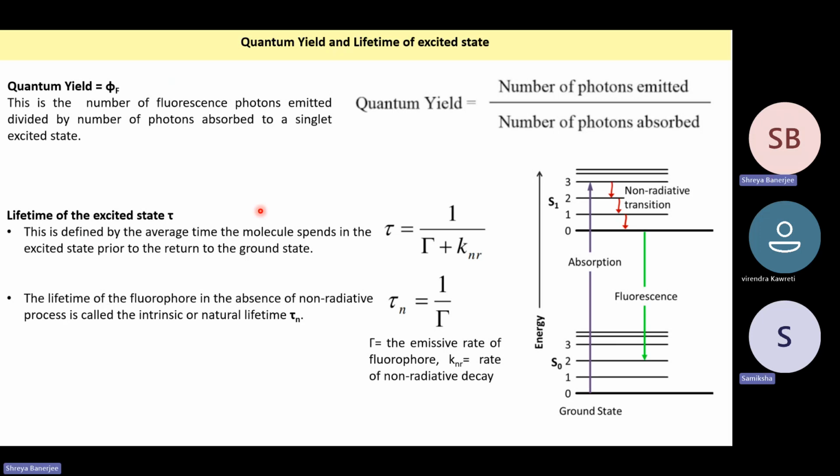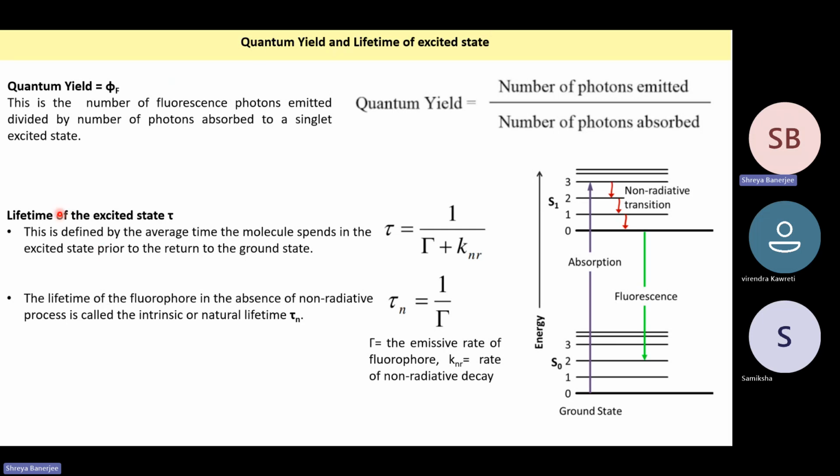Ma'am, in case of quantum yield, the number of photons emitted will always be less than the number of photons absorbed. It is always less than 1. But a quantum yield greater than 0.8 is considered a good quantum yield. But it will always be less than 1. It can never be greater than 1. Okay, ma'am.